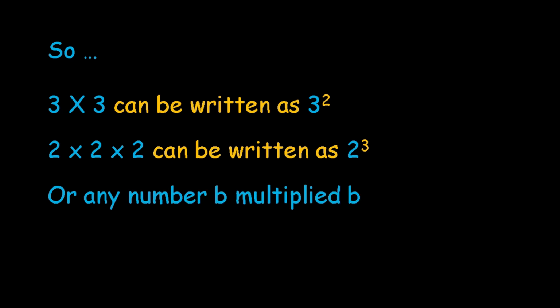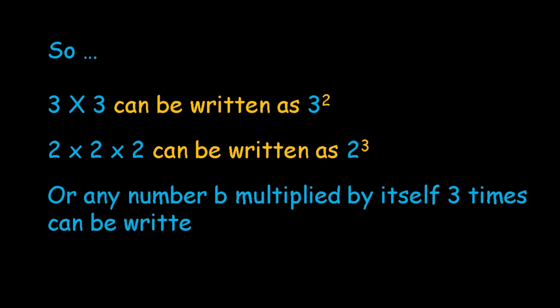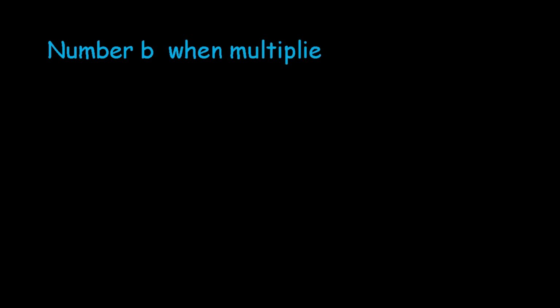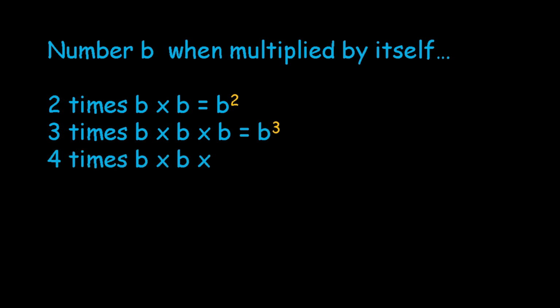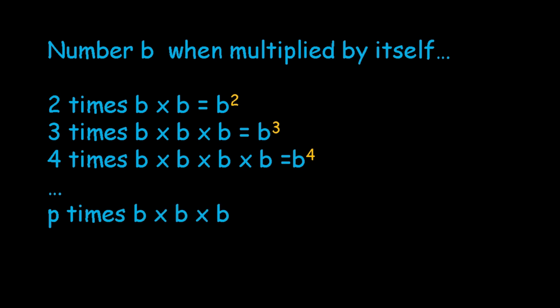Or any number b multiplied by itself 3 times can be written as b times b times b, or b to the power 3. Number b, when multiplied by itself 2 times, can be written as b times b, or b to the power 2. 3 times, b multiplied by b multiplied by b, or b to the power 3. Or 4 times, b times b times b times b, or b to the power 4.